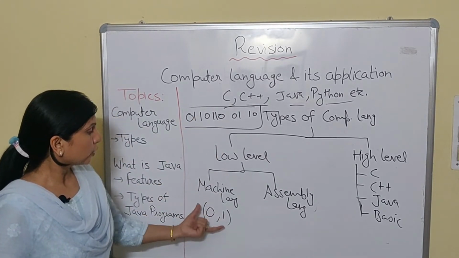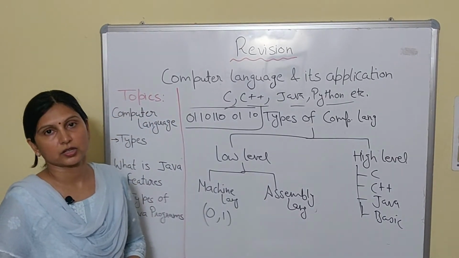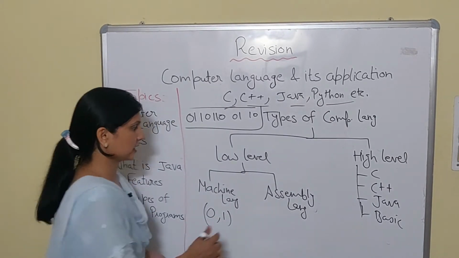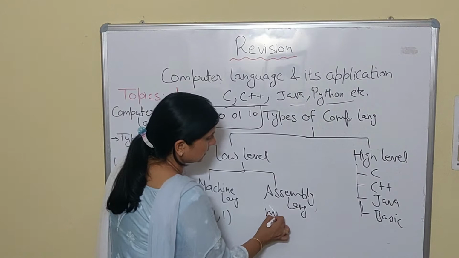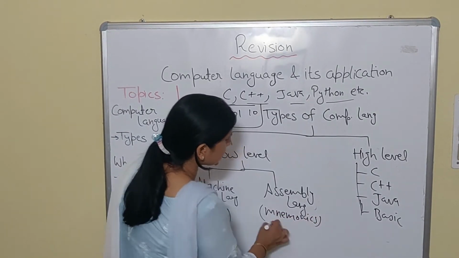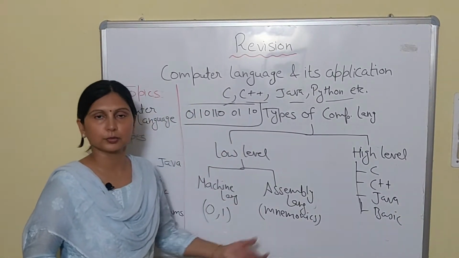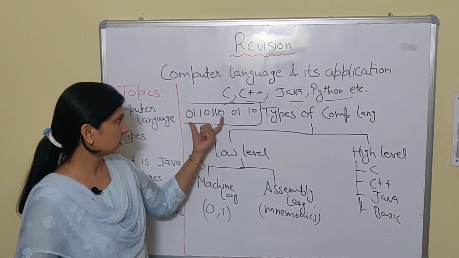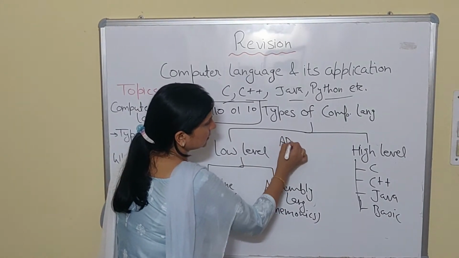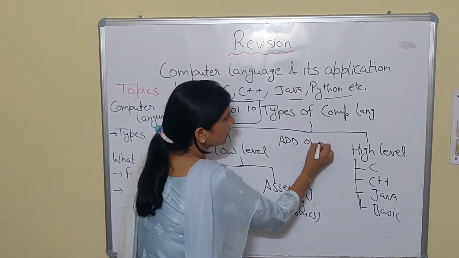To overcome these disadvantages, we invented assembly language. In assembly language, instead of 0, 1, we started using mnemonics. The spelling of mnemonics starts with M. Now what are mnemonics? Mnemonics are the special symbols which we use in assembly language to instruct the computer. For example, for addition, instead of writing 0, 1, 0, 1, we used to write ADD. To add two numbers, we will write ADD 0, 1, 1, 0.